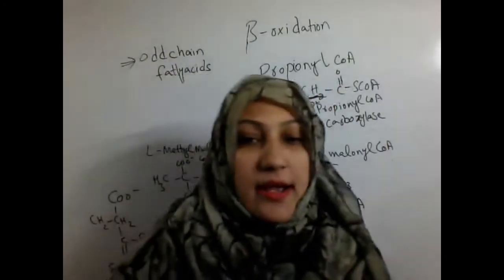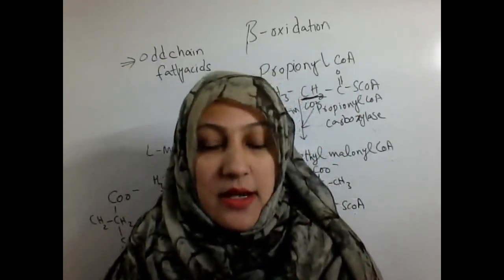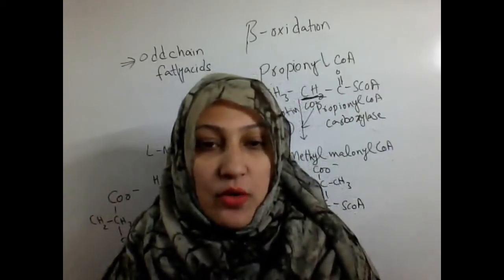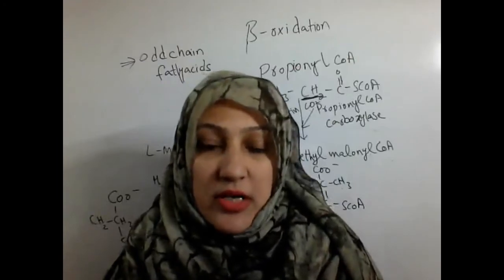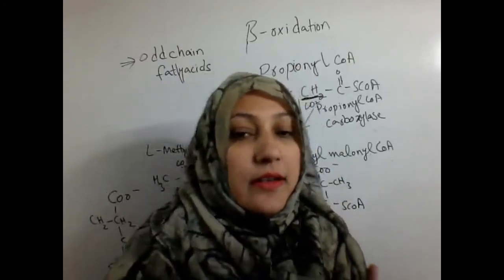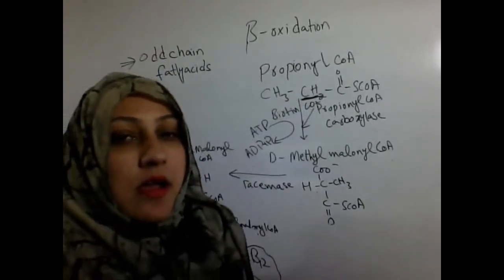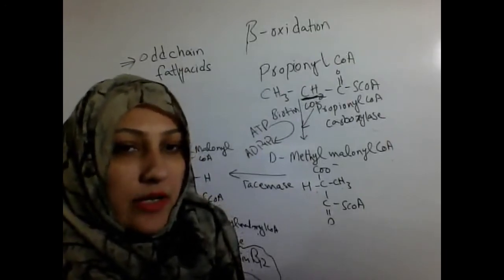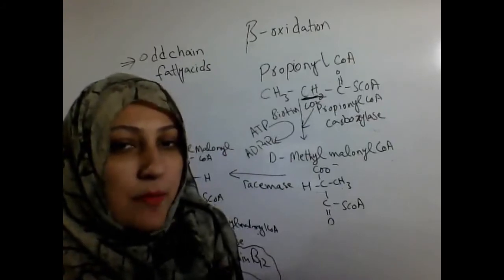Succinyl CoA, as you know, is an intermediate of the tricarboxylic acid cycle, and it enters in the form of succinyl CoA. The propionyl CoA enters the citric acid cycle and produces energy. These are the steps of the conversion of propionyl CoA into succinyl CoA when odd-chain fatty acids undergo beta oxidation.